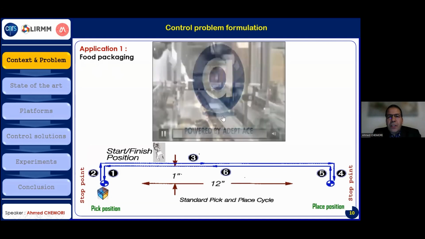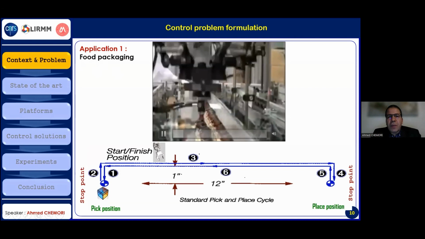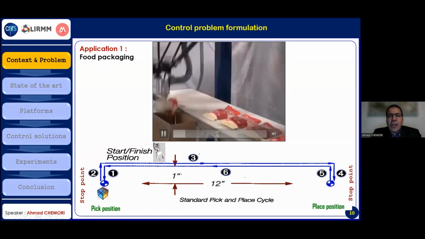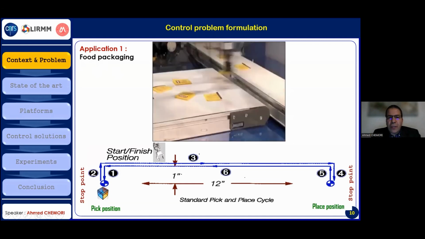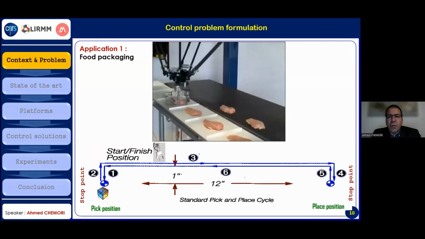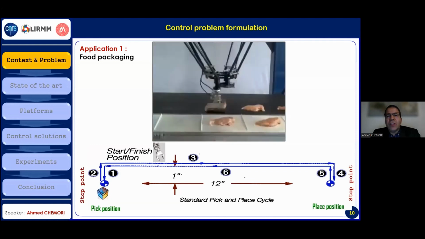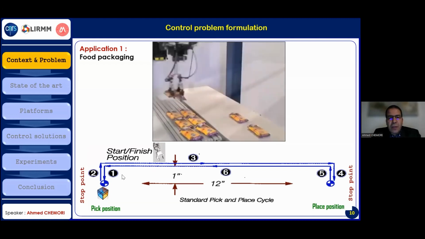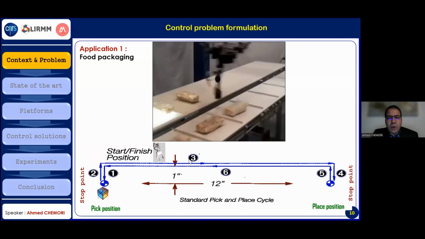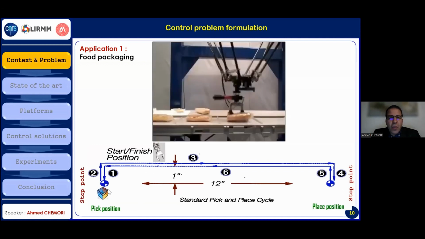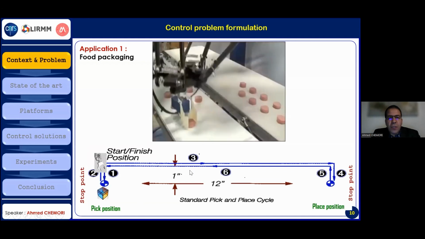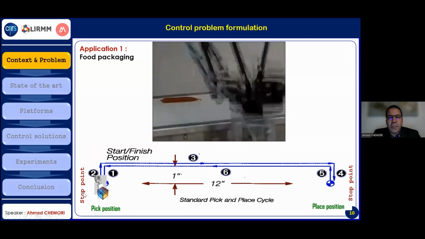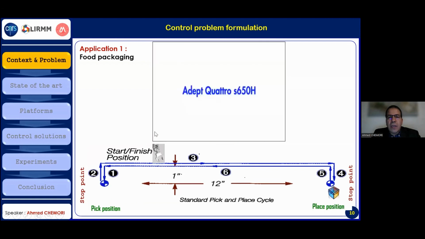One typical application is food packaging, where the idea is to take objects coming on a belt, put them in a box, and repeat this motion. The challenge is that we want to increase productivity. So we want to increase the motion of the robot and reduce the cycle time. What is a cycle time? The cycle time is illustrated here in the lower part of the presentation. We suppose that initially the end effector is somewhere. We go to take an object, move the object, put it at the place position, and go back to the initial position. This is one pick and place cycle.